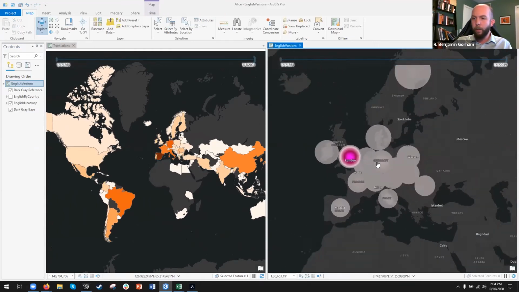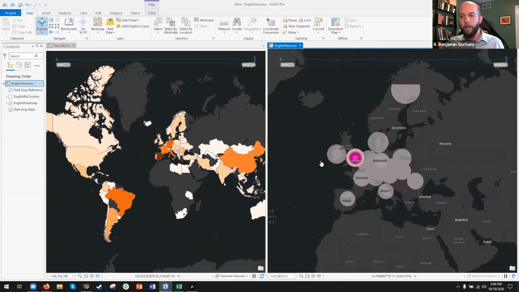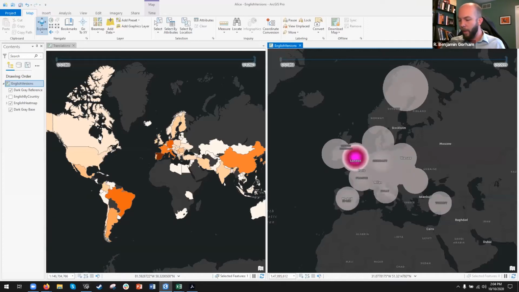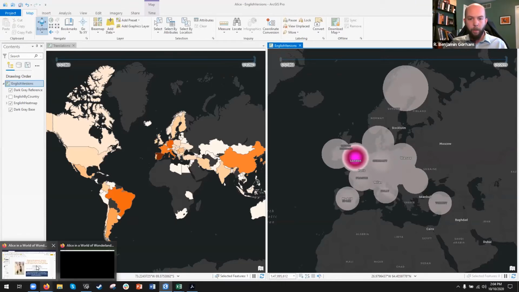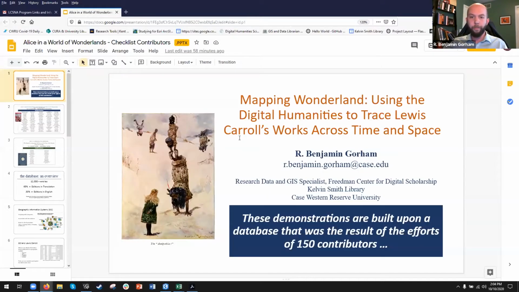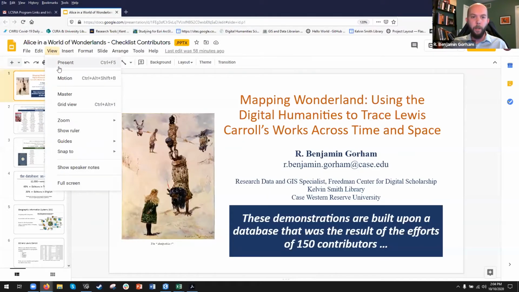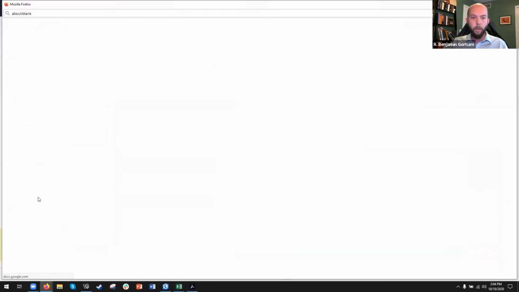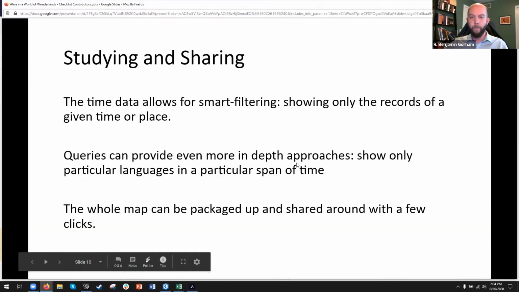So we've got time series data enabled for both of those things. And it kind of lets us see these publications and their topography and their chronology in different ways. But GIS isn't really the only way that we can start to visualize this. So if I tab back over here, I wanted to also discuss briefly that GIS lets us share this data really easily.